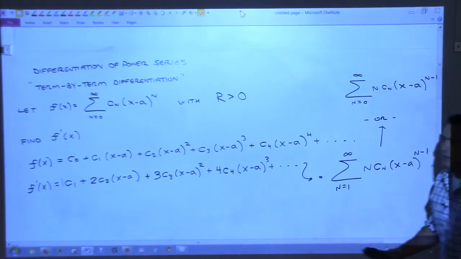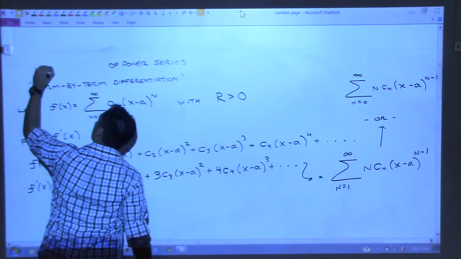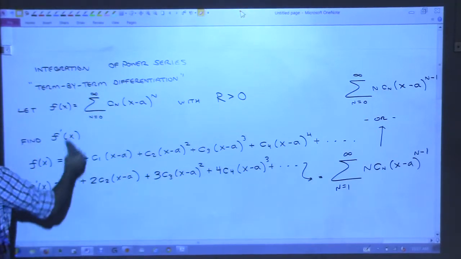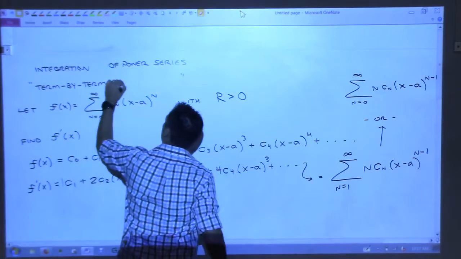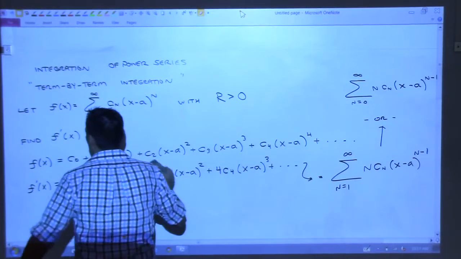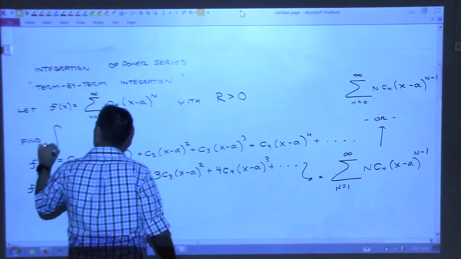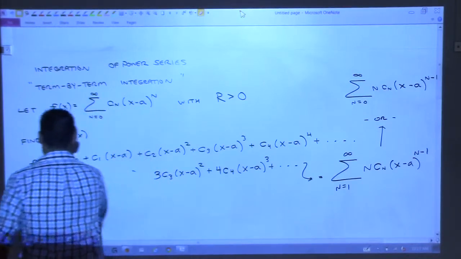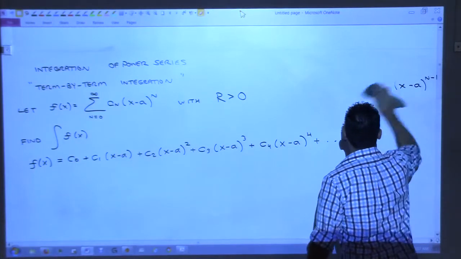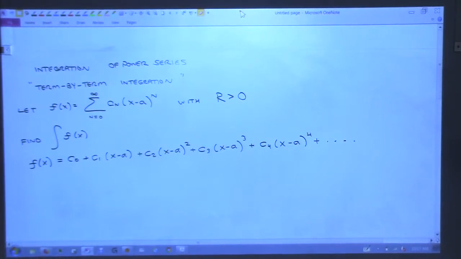What about the antiderivative then? So what about integration of power series? Term by term integration. We're going to start off with the same power series, but this time I want us to find the antiderivative. Does your gut tell you that it's just going to be like the power rule backwards? Let's see.